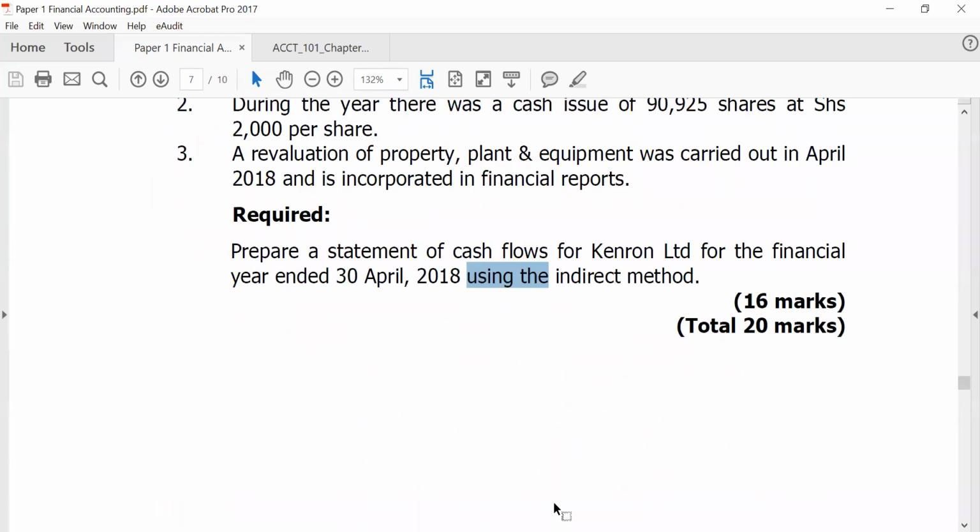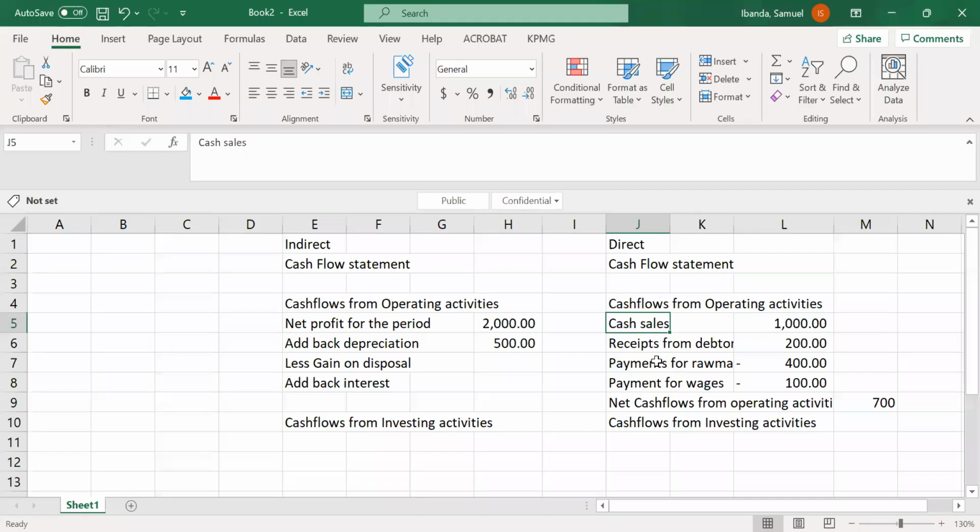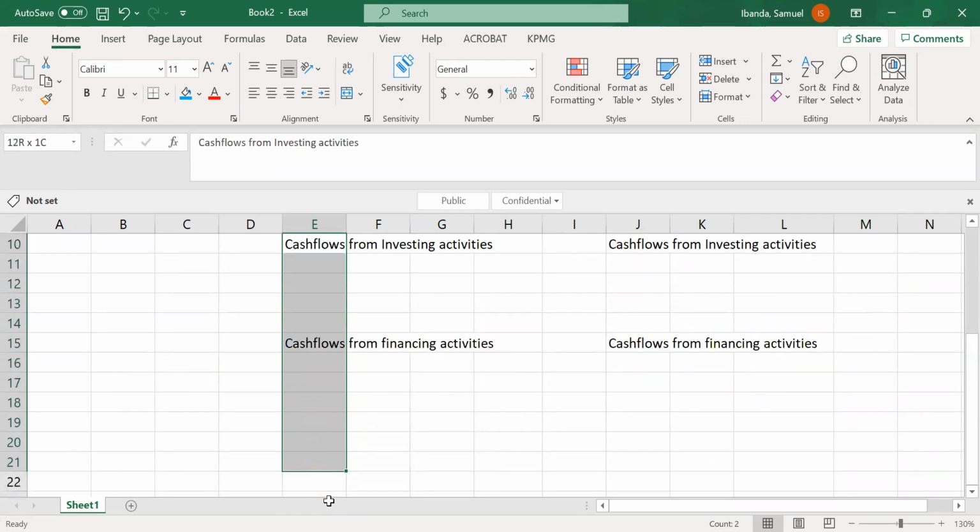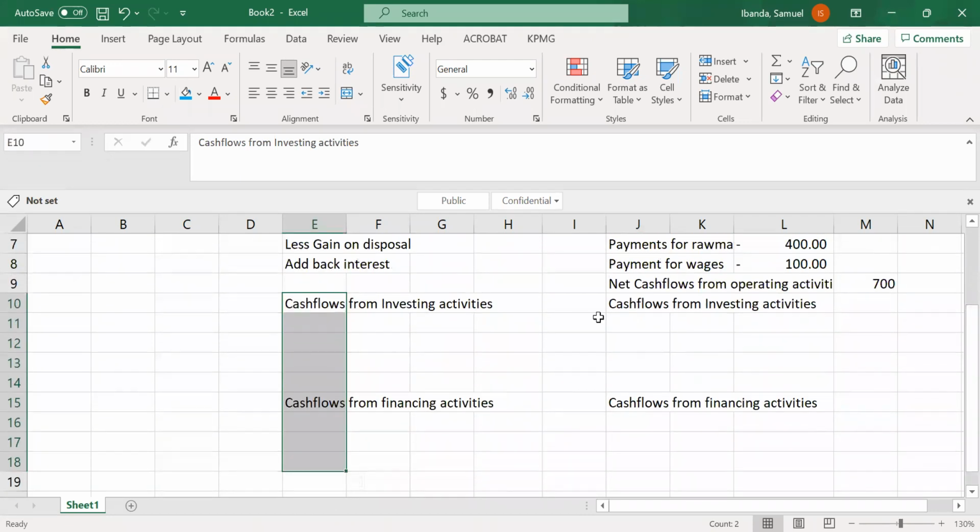So at least you can appreciate the direct method. And then when we do the indirect method by trying out this question, you're going to appreciate how that comes through. Like I said, these other two parts, the cash flows from financing activities and cash flows from investing activities, are the same. Either you're using the direct method or the indirect method.